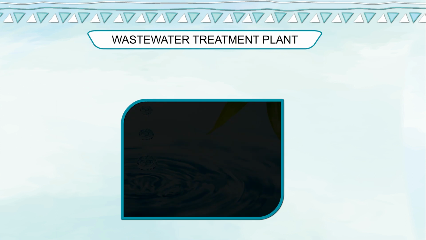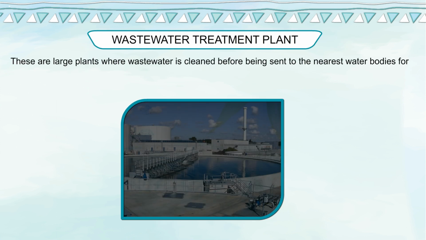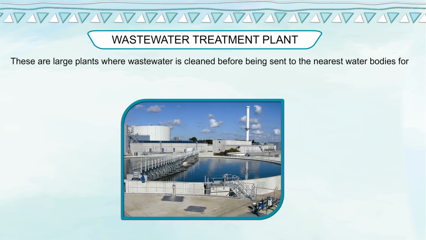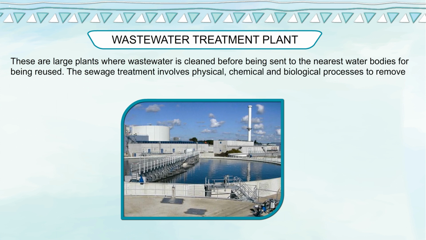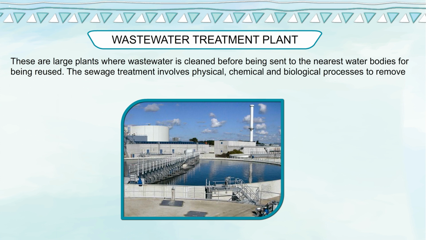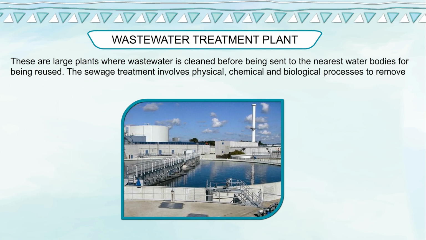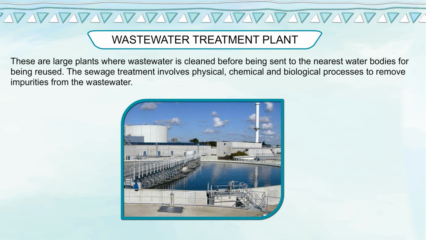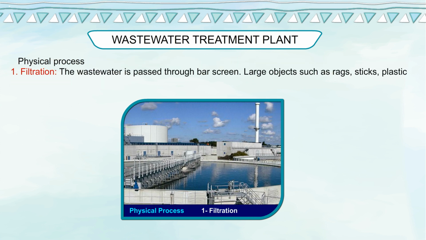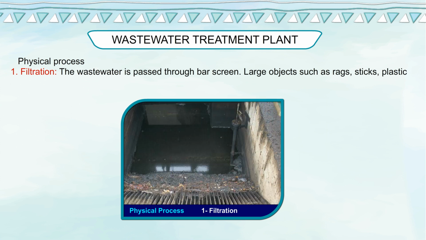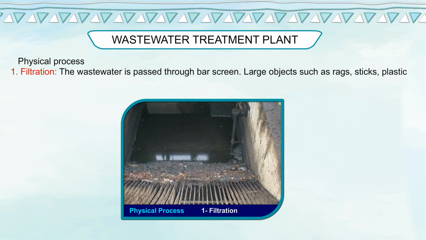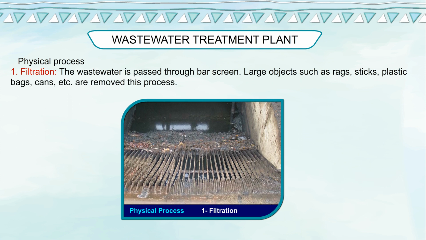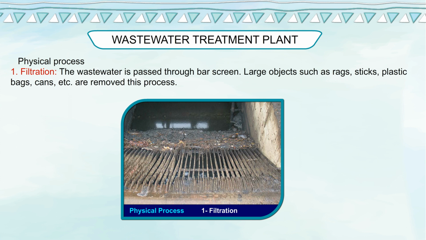Wastewater treatment plant. These are large plants where wastewater is cleaned before being sent to the nearest water bodies for being reused. The sewage treatment involves physical, chemical, and biological processes to remove impurities from the wastewater. Physical process. 1. Filtration. The wastewater is passed through bar screen. Large objects such as rags, sticks, plastic bags, cans, etc. are removed in this process.